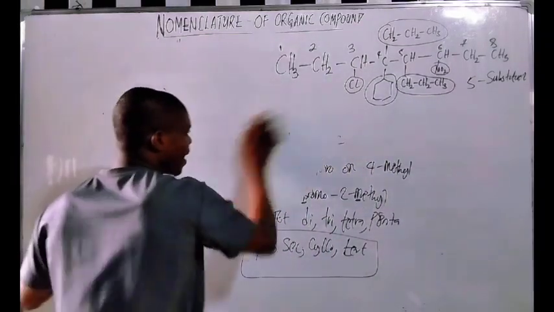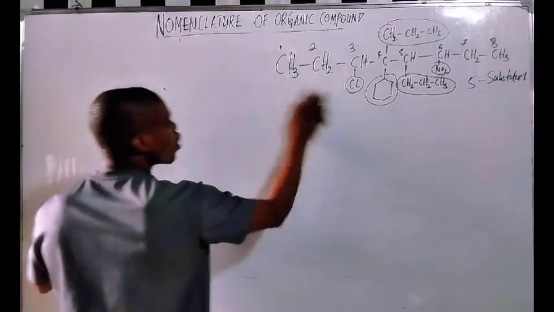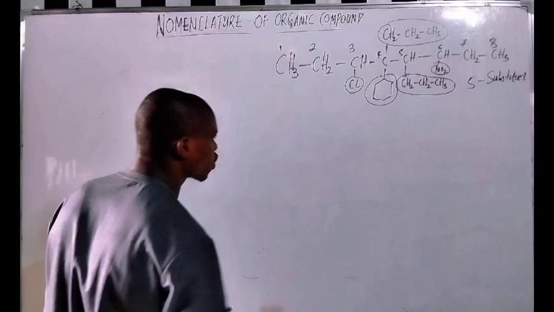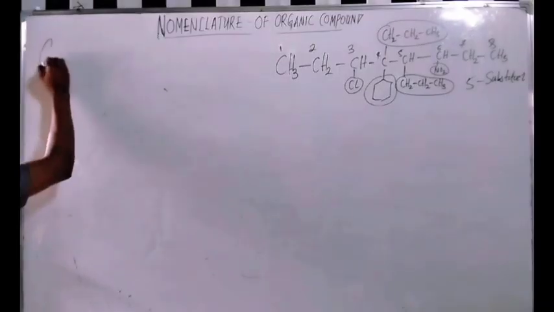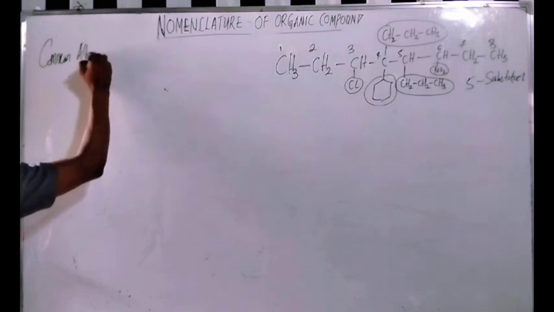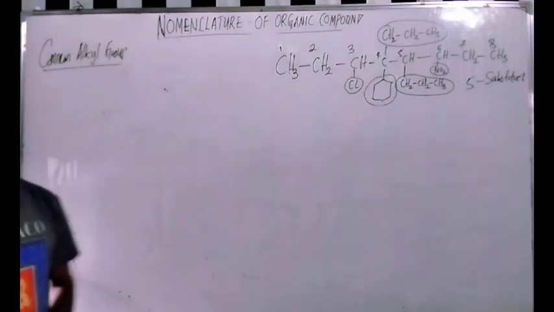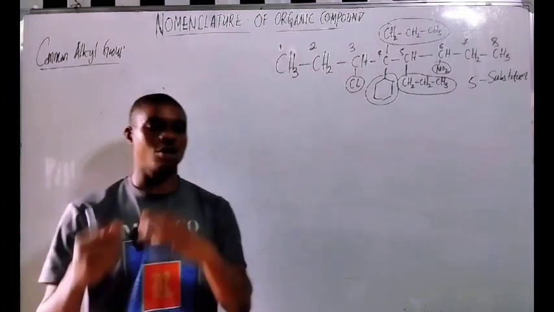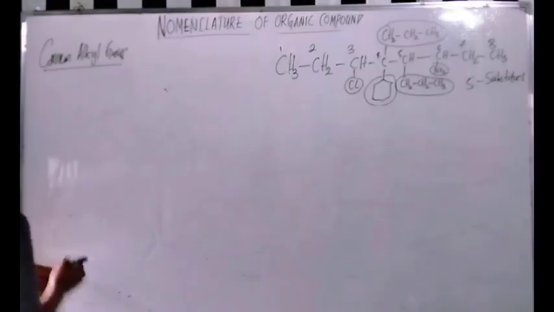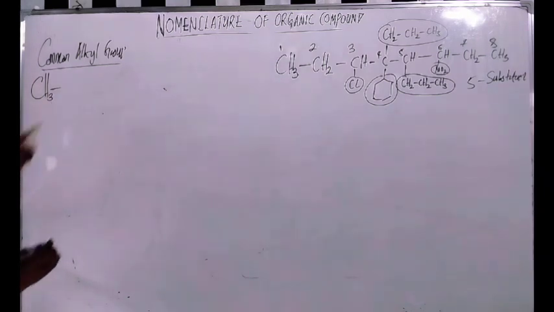Now let's look at common substituents. Another thing you want to keep in mind is common substituents, common alkyl groups. These are groups that you must understand. They are called common substituents. The first one is CH3. CH3 is called methyl.